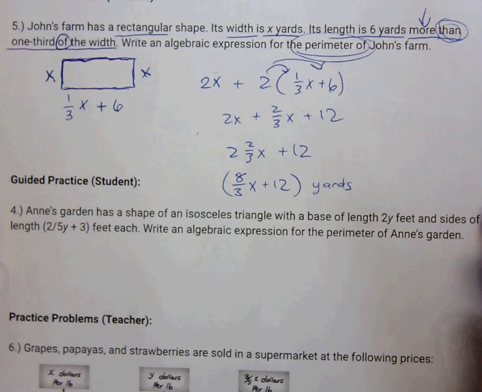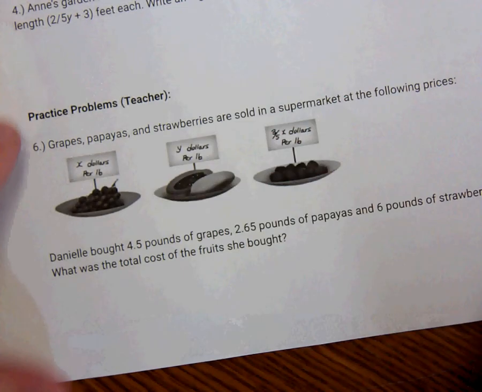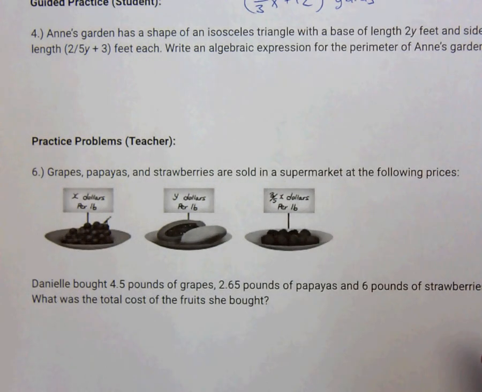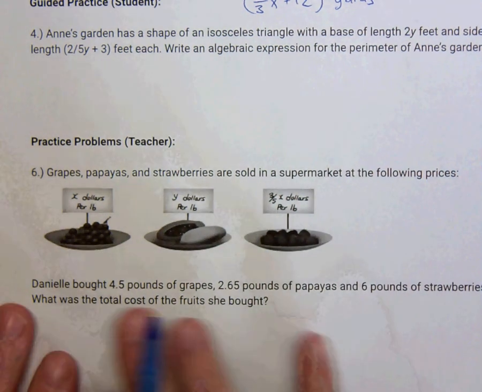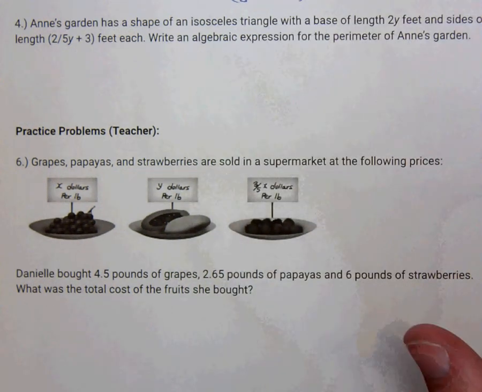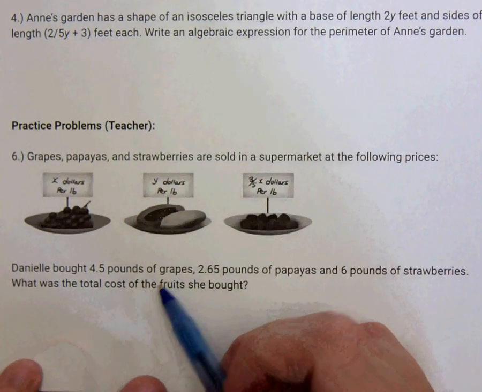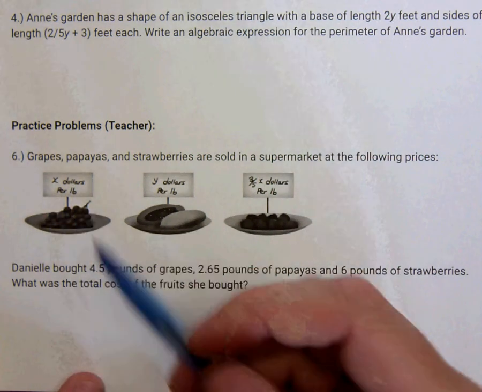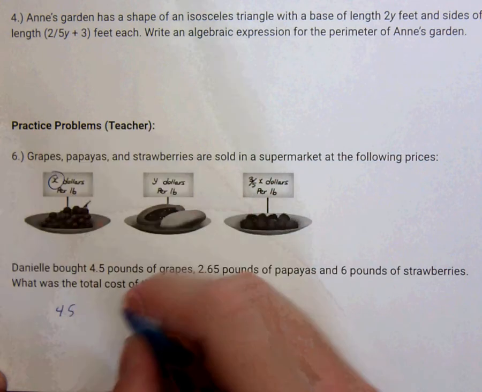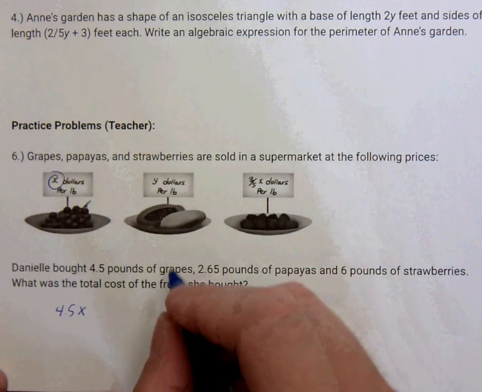Student problem, master problem. So we got some grapes, papayas, and strawberries in the supermarket. Beautiful pictures of them. So we need to figure out how much each one of them cost. Daniel bought 4.5 pounds of strawberries. So 4.5 pounds of strawberries at x dollars a pound, so 4.5x.